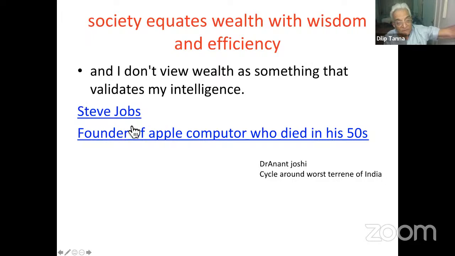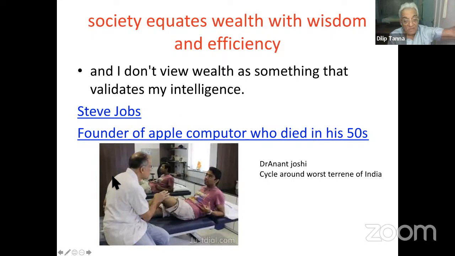Steve Jobs, the founder of Apple Computer, who died in his 50s, said beautifully: I do not view wealth as something that validates my intelligence. People accept that wealthy people are more intelligent. That's not necessarily so. Anand Joshi cycled around the worst terrain of India. And still, as all of us know, he is a very active orthopedic surgeon.